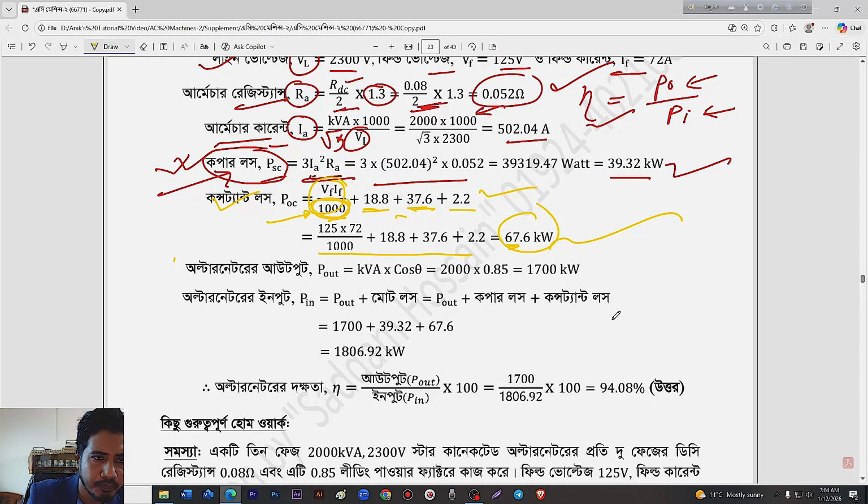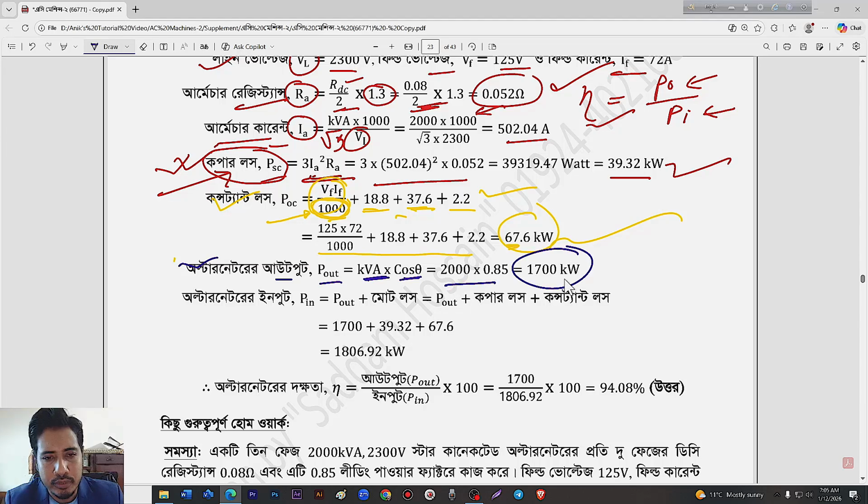And finally we have to find out the alternator output and alternator input, right? Because we have already found the constant loss and copper loss. So the alternator output is given by this formula. Of course, you have to memorize this formula. The alternator output value will be kVA into cos theta. Just put down the value and we will get the alternator output as 1700 kilowatt.